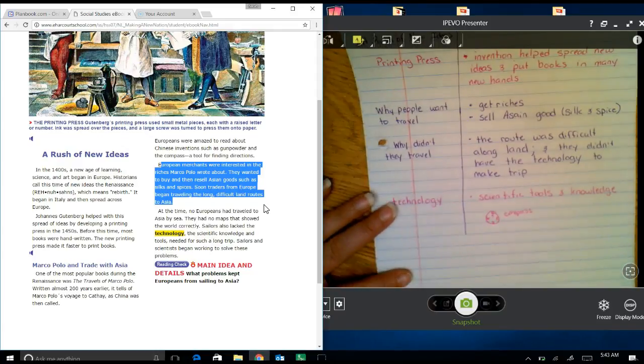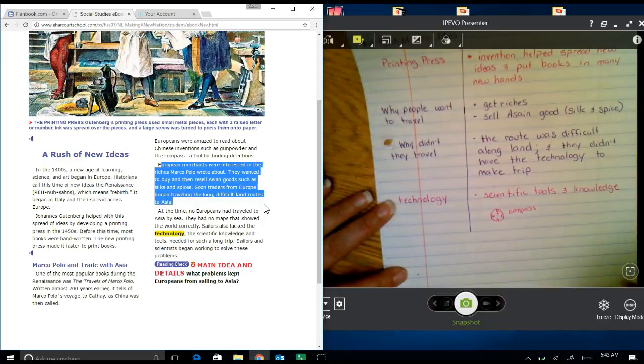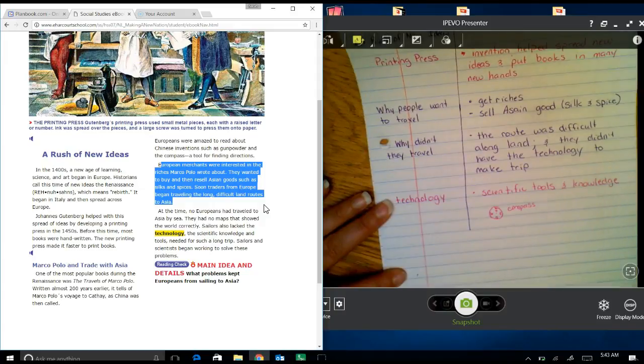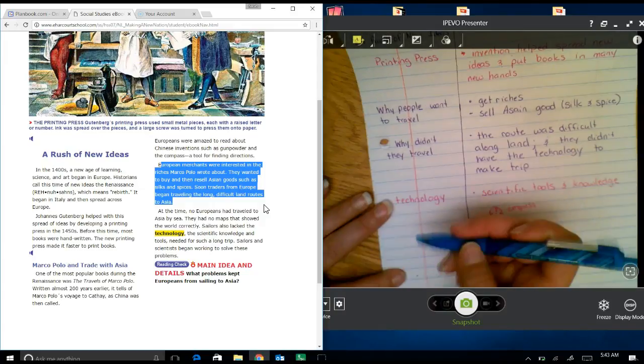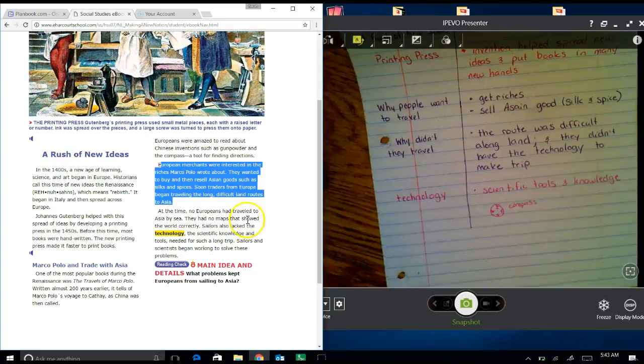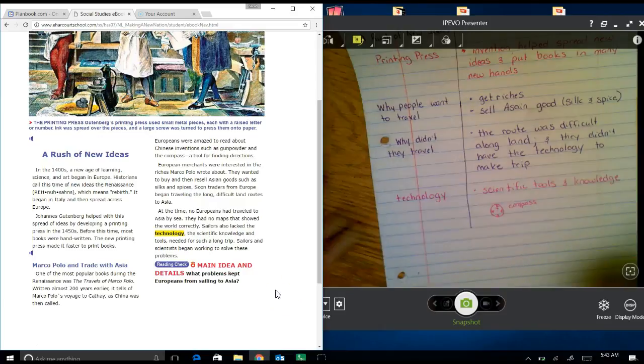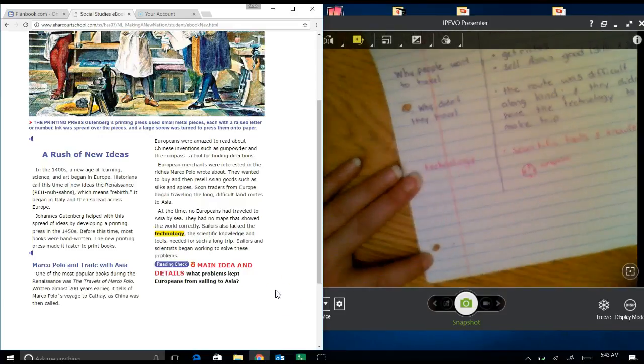Okay. Now, I'm going to go down here, and down here at the bottom, this is my reflection. This is when I'm going to move to my next color, for me, blue, because this is when I'm going to talk about ideas, okay? As you can see, our book actually has some main ideas and details set up right here for you with a specific question that you can answer. What problems kept Europeans from sailing to Asia? Okay, I'm going to write my question over here on the side.